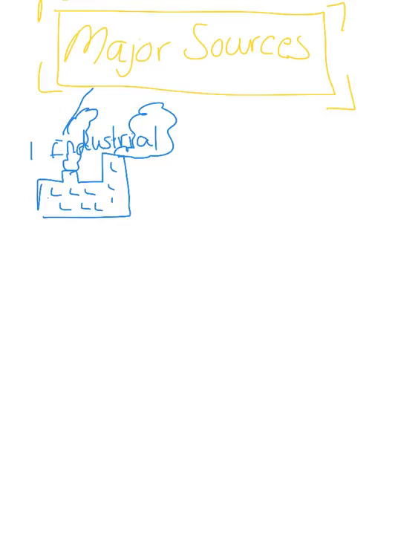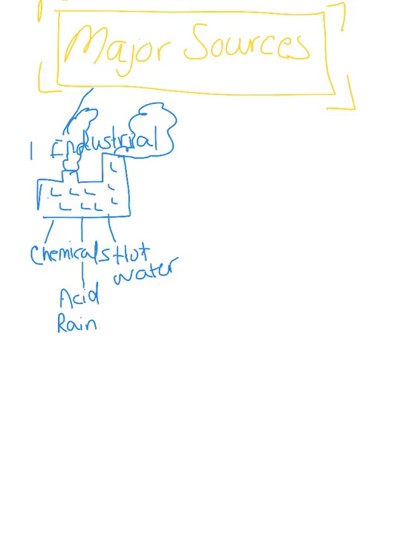Put some windows in there. And industrial contributes with chemicals that they might dump directly into the water or bury in barrels underground. Also, you might see acid rain from the smoke. And hot water, because dumping hot water. So those are 3 ways that industrial is a major source of pollution.